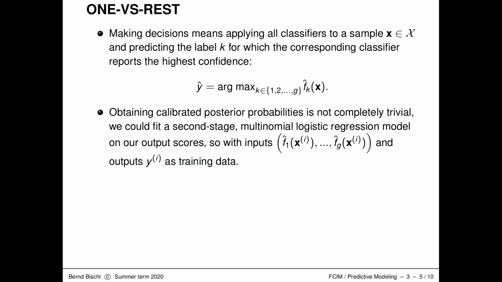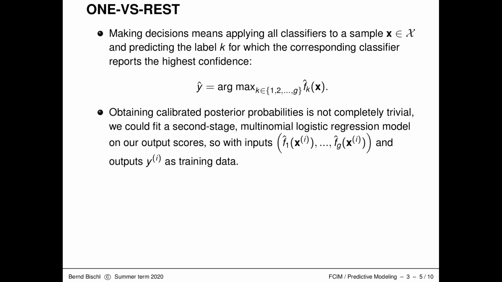Obtaining calibrated posterior multiclass probabilities is not completely trivial from something like that. Also, even if you would assume that your binary classifiers also output posterior probabilities, these are usually not calibrated well enough. And also, just for a simple problem, consider the fact that all of these posterior probabilities, these G, don't even sum up to 1, right? When you're solving these G binary problems.